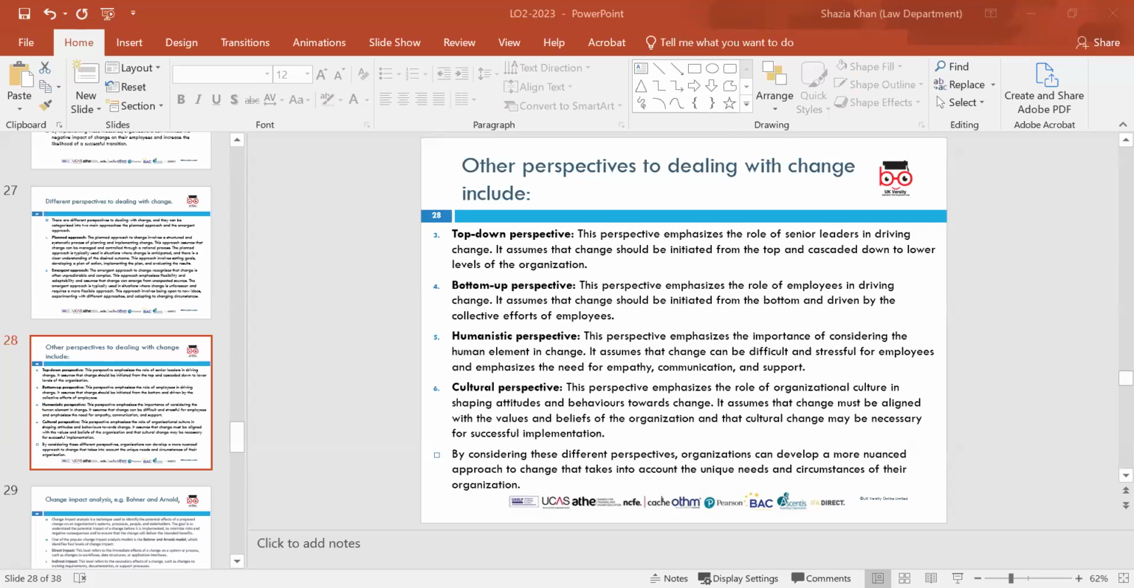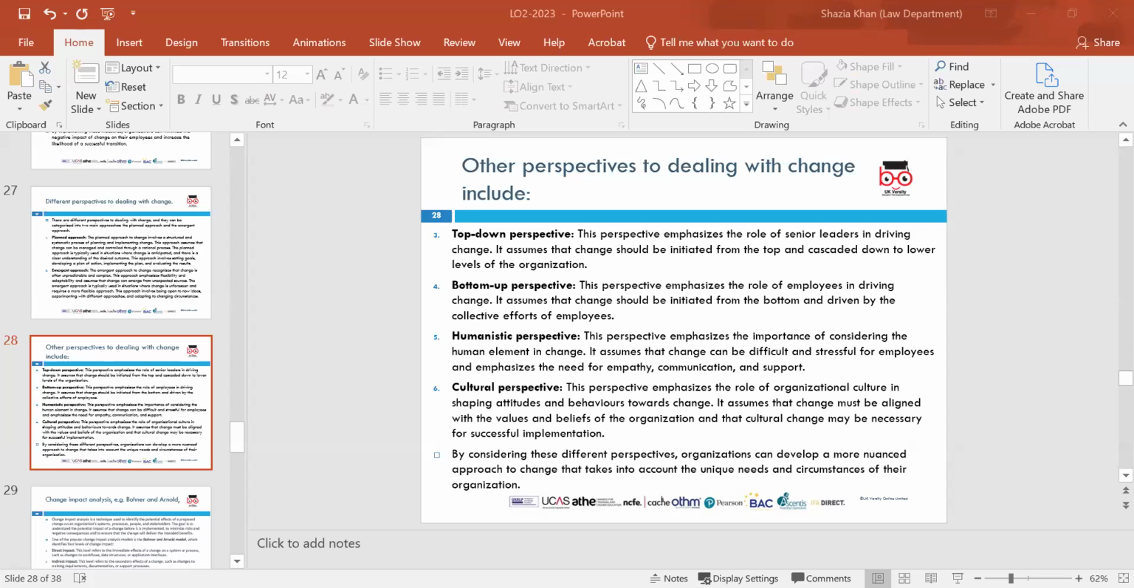Then we have the next one, which is the bottom-up perspective. This is the piecing together of systems to give rise to more complex systems, thus making the original systems part of the emergent system. Bottom-up processing is a type of information processing based on incoming data from the environment to form a kind of perception. And then you have the humanistic perspective. This is a holistic approach in psychology and emphasizes the importance of considering the human element in change.